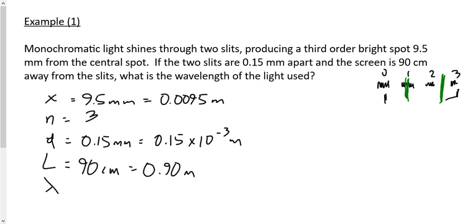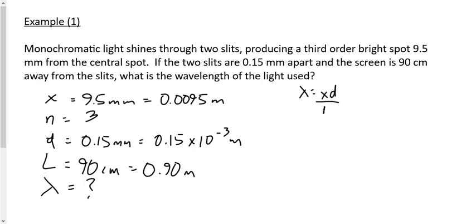We want to find the wavelength. If you look at your two equations that I wrote down on the previous page, looks like this is the one that I want to use, right? Lambda equals xd over n times L. That's on your data sheet, by the way. Like that fits best, right?